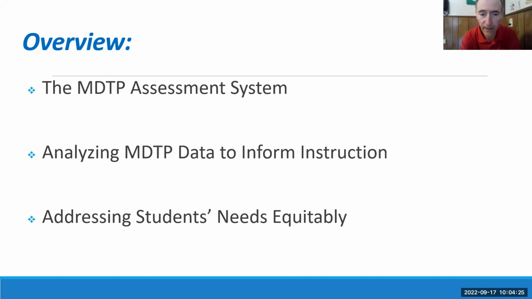ways you can analyze the data to try to figure out what students know, what are some of their strengths, and what are some of the mistakes that they're making, some of the misconceptions or gaps that they may have, okay? And finally, we're going to have a few words about how we can try to address the students' needs in an equitable manner, some suggestions for reacting to the data, okay?